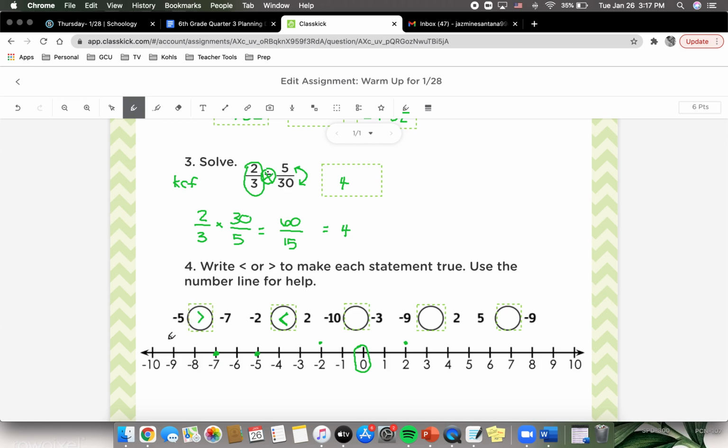Moving on to -10 and -3, we have -10 right here and -3 right here. On our number line, negative 10 is all the way at the end, further away from 0, and negative 3 is closer to our 0. So we would represent that negative 10 is less than negative 3.